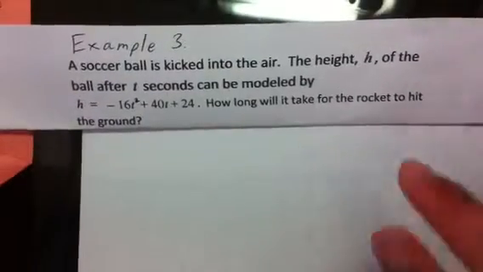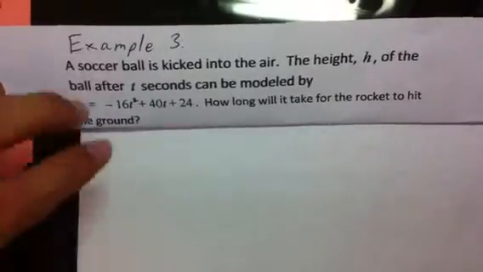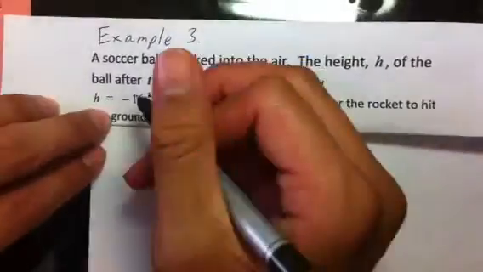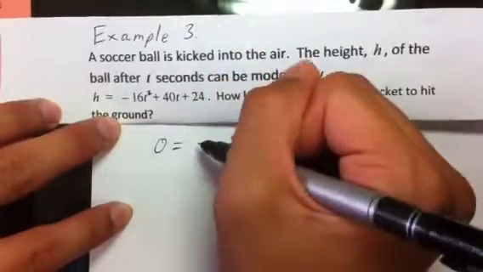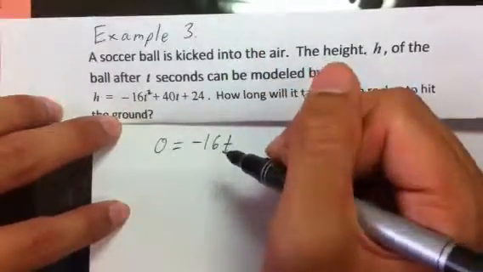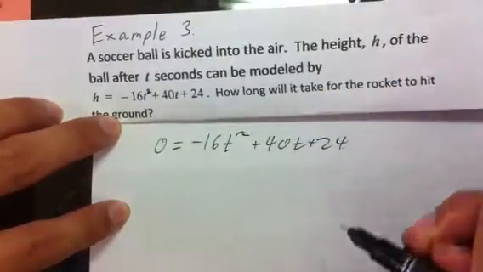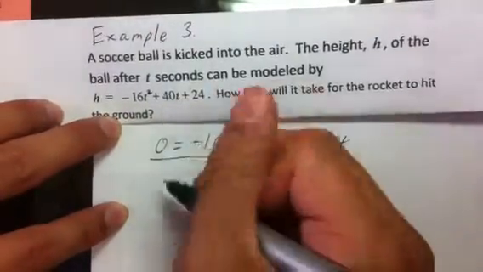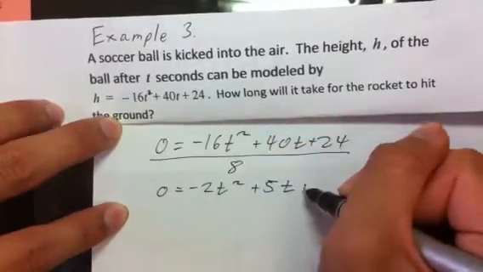With word problems, you do everything the same except at the end. You see if your solutions make sense in the context of the question. I'll show you by doing this problem. It says how long will it take the rocket to hit the ground. So that means the height is 0. So it's 0 equals negative 16t squared plus 40t plus 24. Now it's equal to 0. Then we can divide by 8. So 0 equals negative 2t squared plus 5t plus 3.